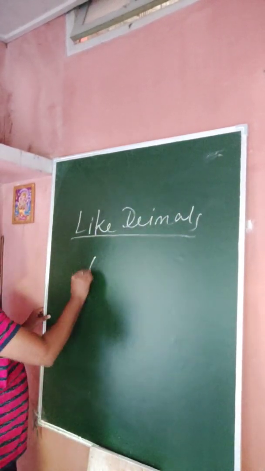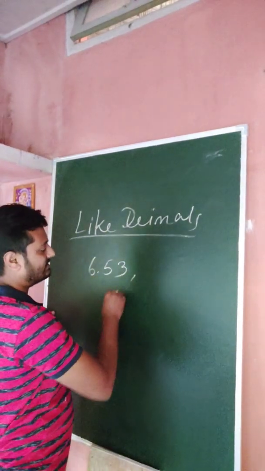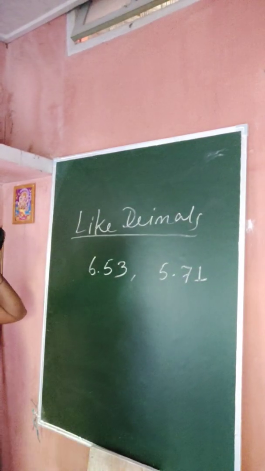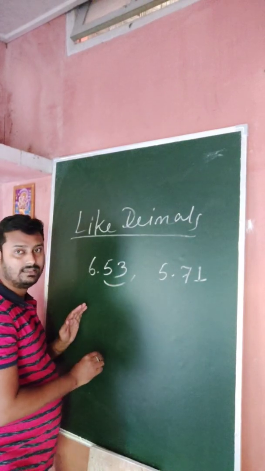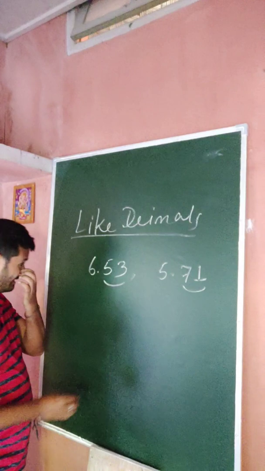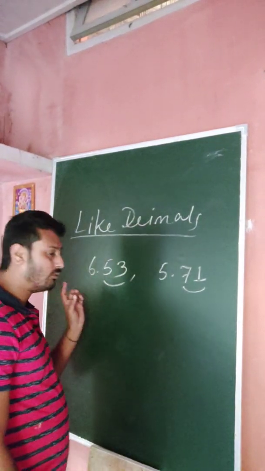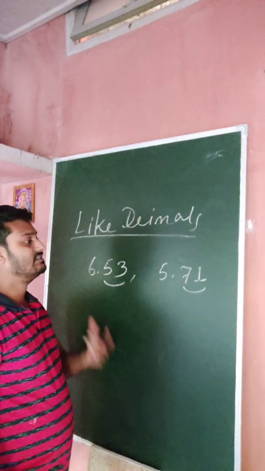Suppose two decimals, one is 6.53 and one number is 5.71. In this case after the decimal there are two digits. Again in this case after the decimal there are two digits. So this type of decimals are known as like decimals. That means after the decimal point, if the same number of digits are present, then those two decimals are known as like decimals.